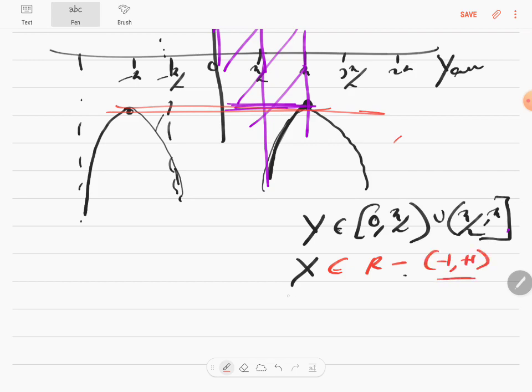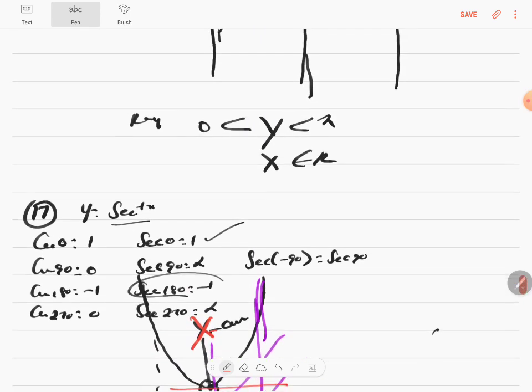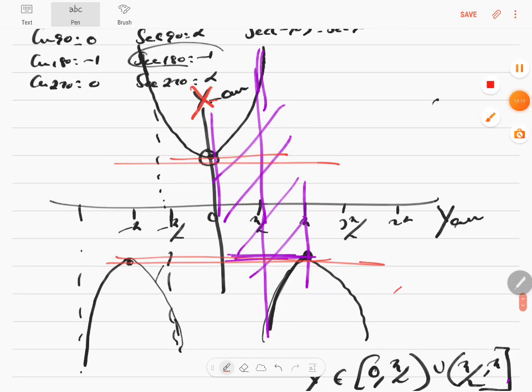This is an interval, or you can write it as x is an element of all real numbers, which will be -infinity. So you can't include -infinity. So -infinity till -1 close bracket, union 1 to infinity open bracket. Infinity has to be always within the open bracket. So you can either write it like this also. This is about a secant graph. Okay, so hope you're all clear.